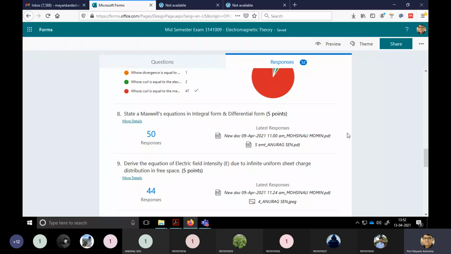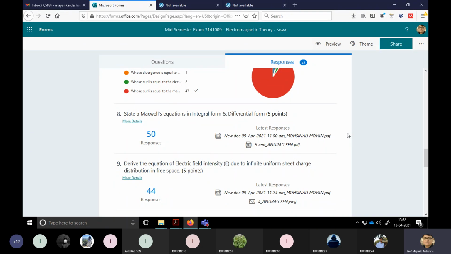The next question is to state Maxwell's equations in integral form as well as differential form. I think most of you did this part, but some students mentioned only the equation. The equation alone is not sufficient. You have to justify why it is like this. You have to mention, for example, the Ampere circuit law. Some of you mention the last equation and name the Ampere circuit law, but you should describe what exactly the Ampere circuit law is.